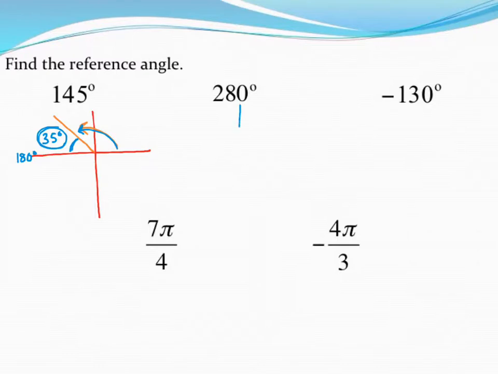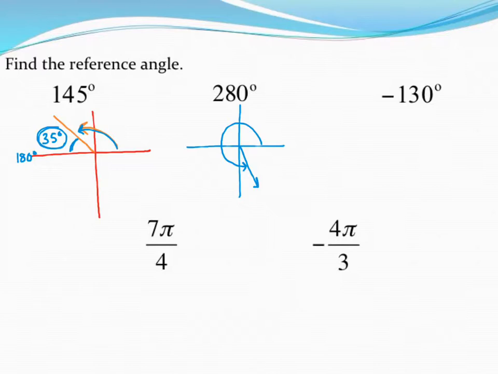Next up, I have 280 degrees. So again, let's sketch that angle. I know that down here would be 270, so I've got to go a little bit past that. So 280 degrees is going to be somewhere there in quadrant 4. Again, I want to find the acute angle that's formed between the angle we drew and the x-axis.